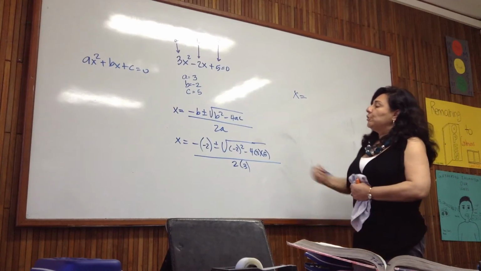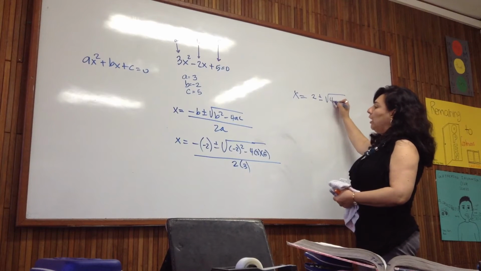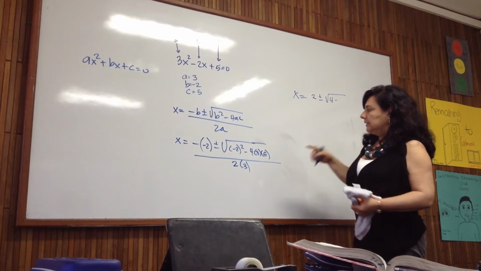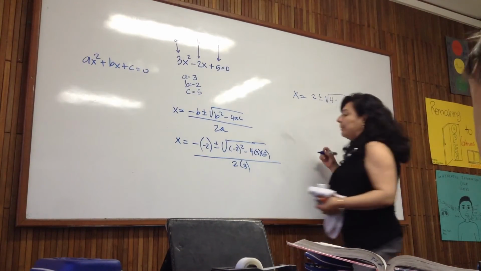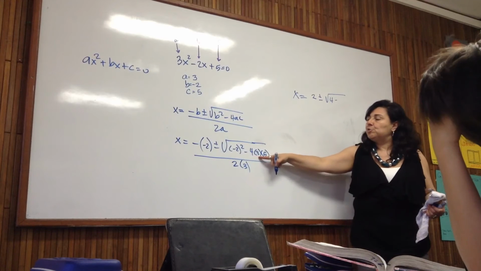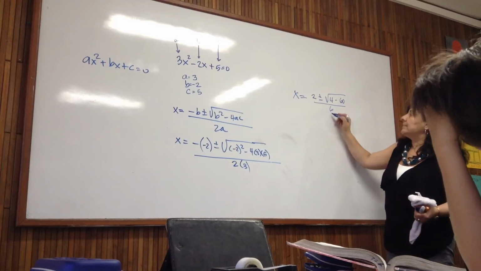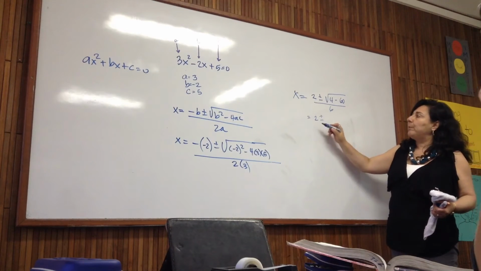So this would be 2 plus minus the square root of 4 minus 60, which is negative 56, over 6.